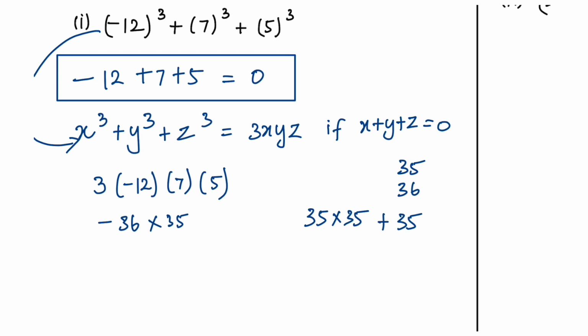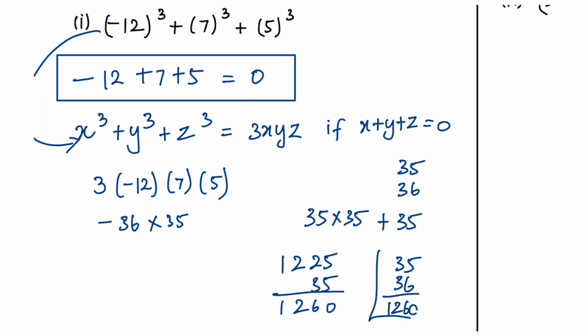So 35 times 35, how do we find 35 square? It's 5 times 5, that is 25, and 3 times 4, that is 12. So 1225 is 35 square. You can just straight away add 35 to that, so that is going to be 1260. 1260 is actually 35 times 36.